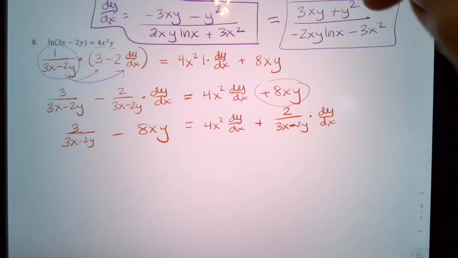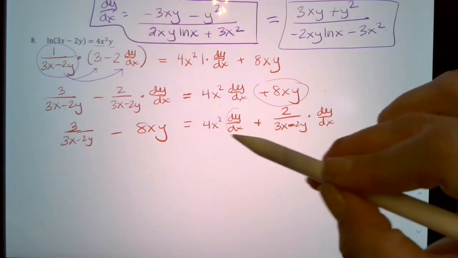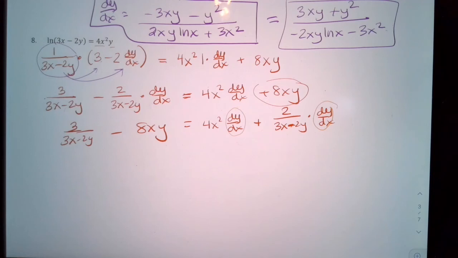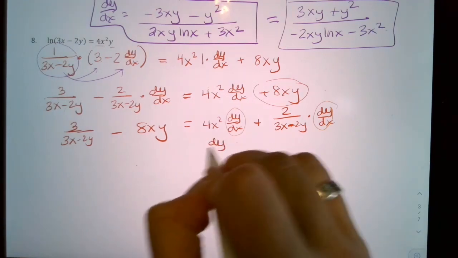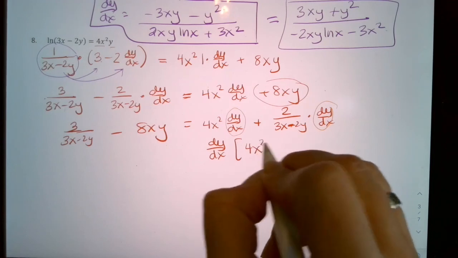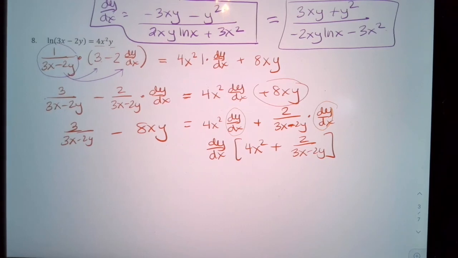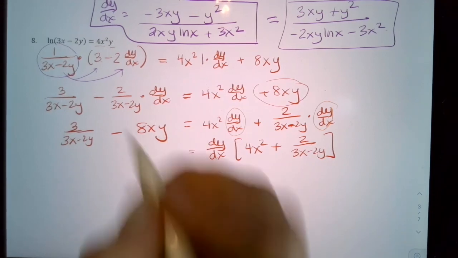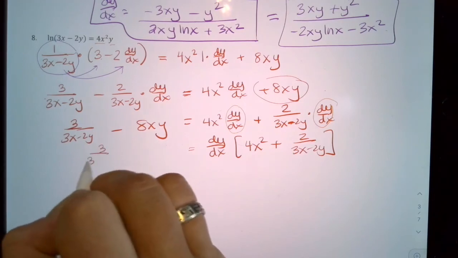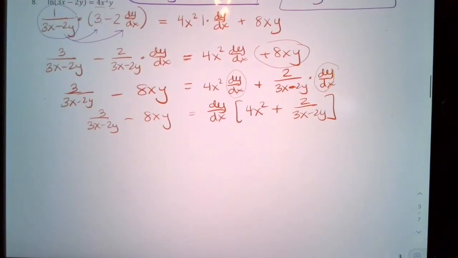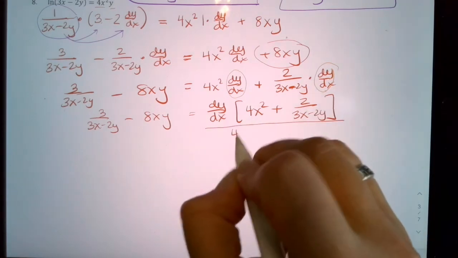Now, I am ready to recognize over here on the right-hand side that since they all have a dy dx, I'm factoring out the dy dx. That's exactly what's going on. I see that both of those terms have a dy dx, so let's factor it out and see what's happening. I didn't do anything over here on the left, I'll just rewrite it. The point of this problem is to find dy dx, so let's divide by whatever's multiplying it. So here we go.